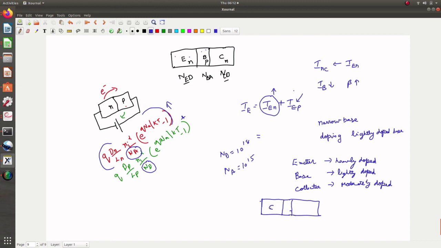Emitter, base, collector. So this discussion on the BJT gives us the concepts why the doping is different in case of emitter, base and collector, and also why the size of the emitter, base, collector is varied. This is required for improving the transistor action, which is to get more gain.